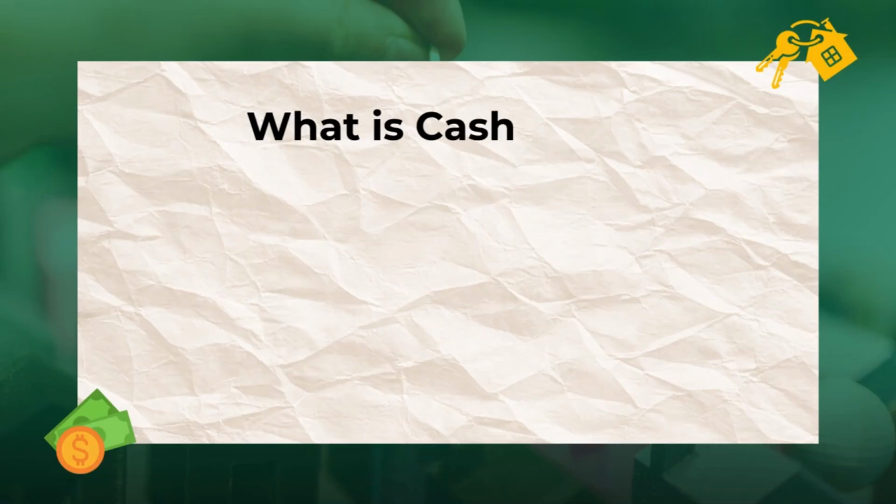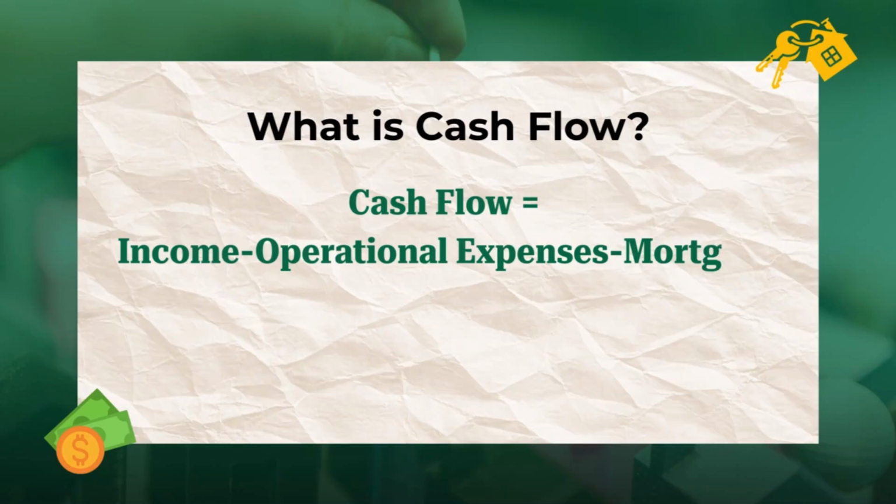First, let's talk about what cash flow is. Cash flow is the money left over each month after you collect the rent and pay all of the expenses for the property. And it sounds very simple. This is where a lot of people mess up. This is where it starts getting messy.